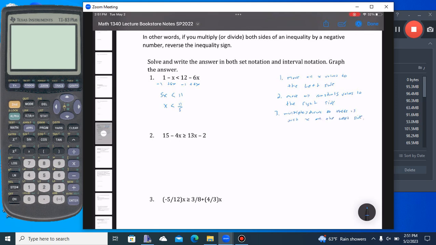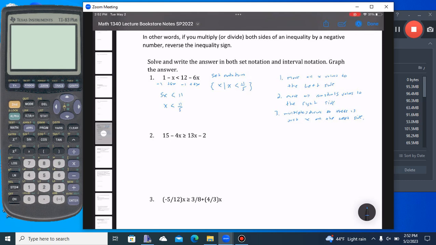Then there are a couple of notations we can write this in. There are 3 actually. The first one is set notation. We'll write that with braces: x, a vertical line, x less than 11 over 5. That is, x such that x is less than 11 over 5. It tells you what your variable is, and then it writes the region in the second part.